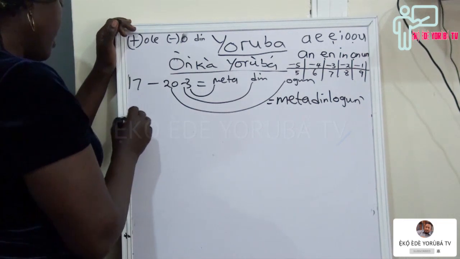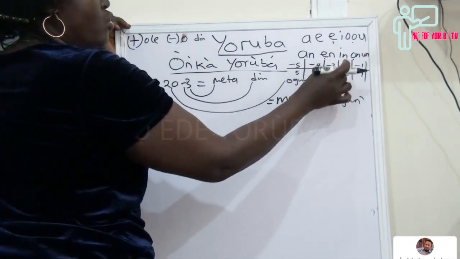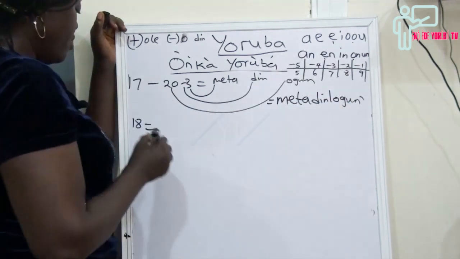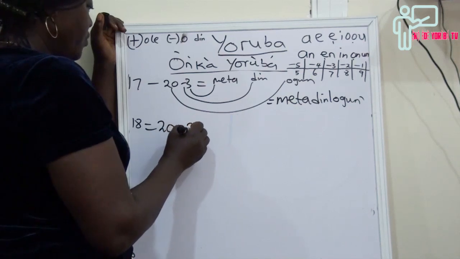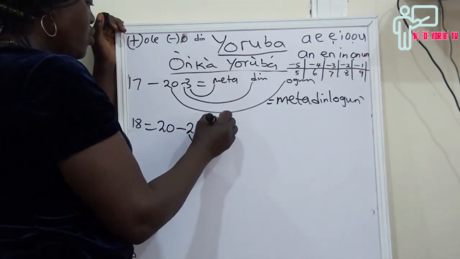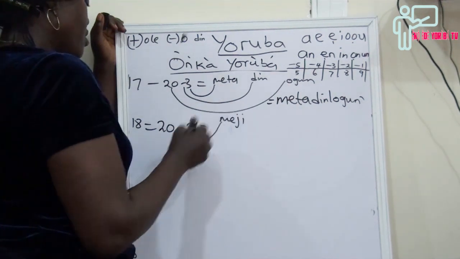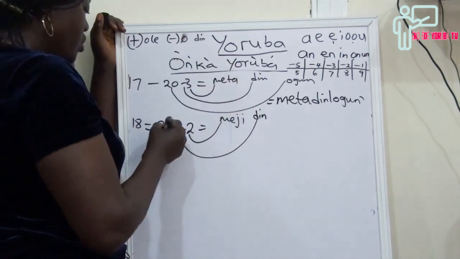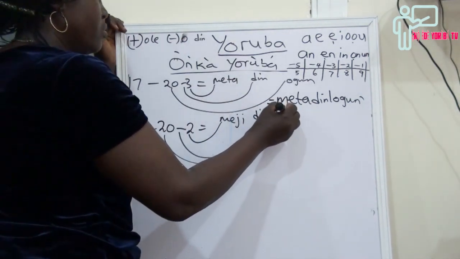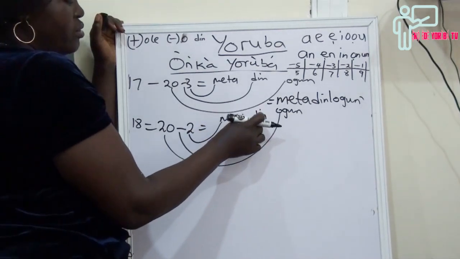So 18 now. It will now give us 20 minus 2. You can see this 18 will now give us 20 minus 2. So 2 will be méjì. And this sign is dín, ogún. So you can say méjìdínlógún.